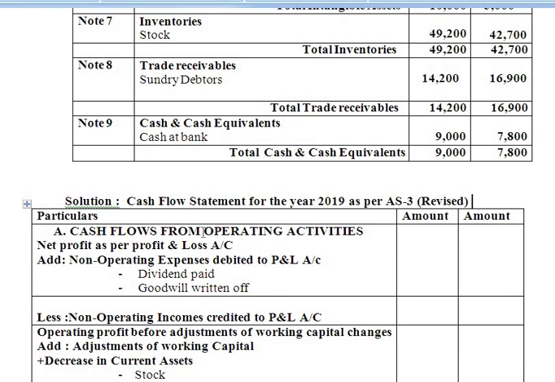Okay, so this is the format of cash flow statement as per traditional method. So write in the next line solution, heading is cash flow statement.